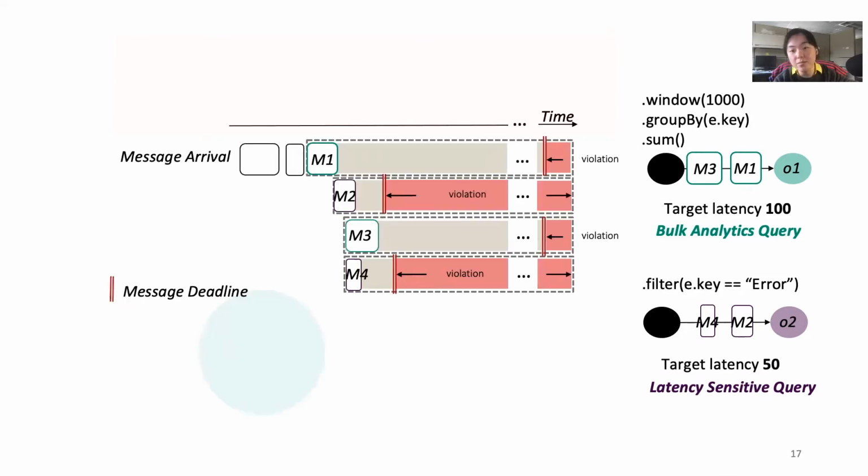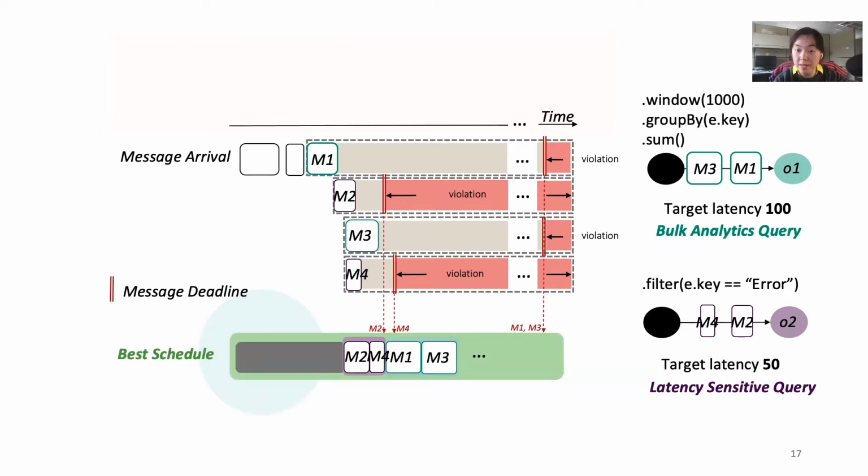We use red lines to mark the deadlines before which messages need to complete without violating the performance target. With M1 to M4 arriving in order, M2 and M4 are required to meet closer deadlines. We could see that the best schedule requires M2 and M4 to be scheduled before M1 and M3 to avoid any performance target violation. This can be achieved by ordering pending messages based on their deadlines of execution.